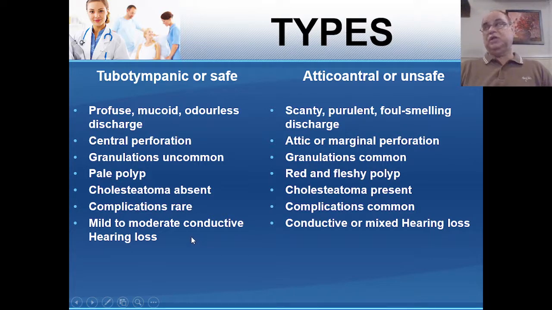Hearing loss, if it is there in tubotympanic, it will be mild to moderate conductive type of hearing loss. While in case of atticoantral type, it will be conductive type, or it can be even mixed hearing loss when labyrinth is involved.